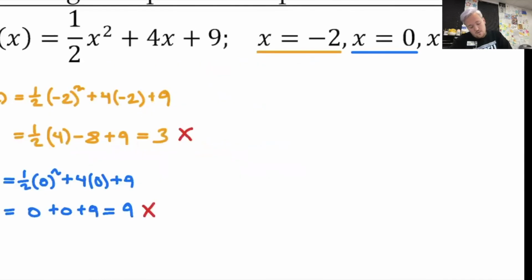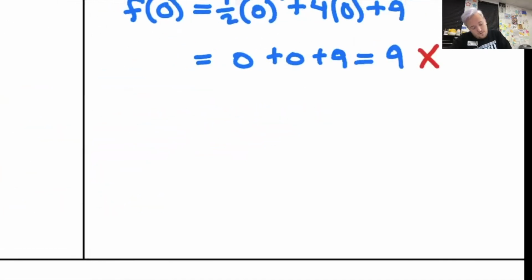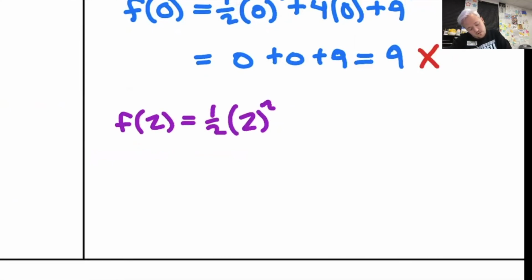All right, and last but not least, actually, no, let's not do green, just in case it does work. Let's not do red, do purple, the best color ever. Okay, so f of 2: 1/2 of 2 squared plus 4 times 2 plus 9.